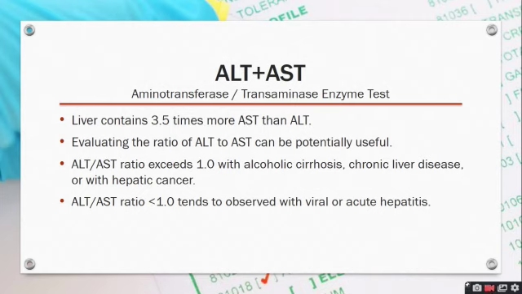If the ALT to AST ratio exceeds 1, it can indicate alcoholic cirrhosis, chronic liver disease, or hepatic cancer. But if the ALT to AST ratio is less than 1, it tends to be observed with viral or acute hepatitis. If the serum concentration of both AST and ALT increases, then disease processes affect the liver cell structure.